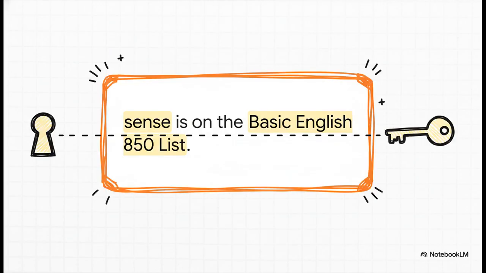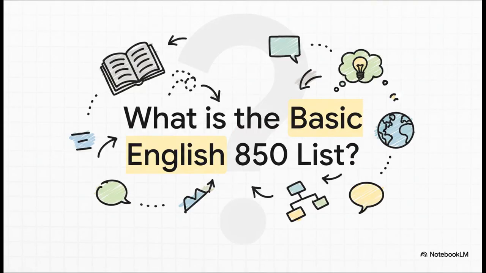It says, sense is on the Basic English 850 list. That one little sentence is our key. It unlocks this entire story. Which, of course, leads to the really obvious question, what on earth is the Basic English 850 list?